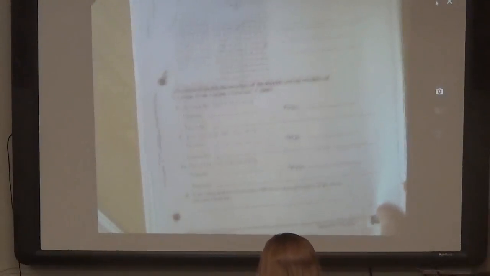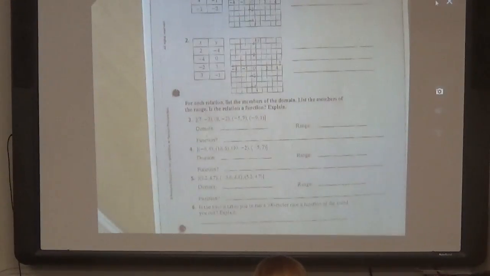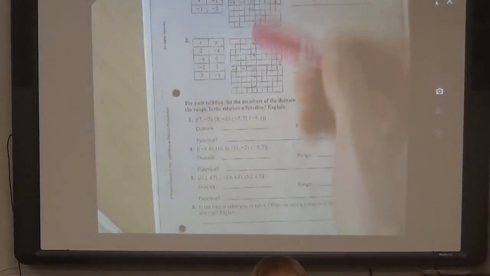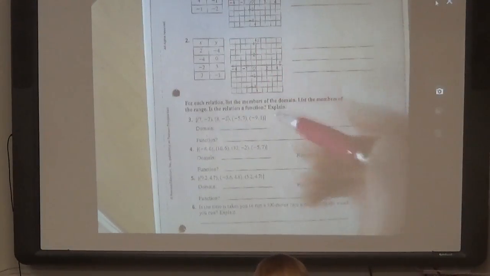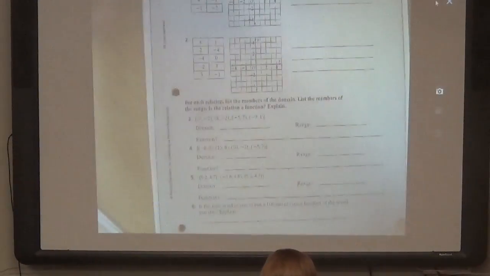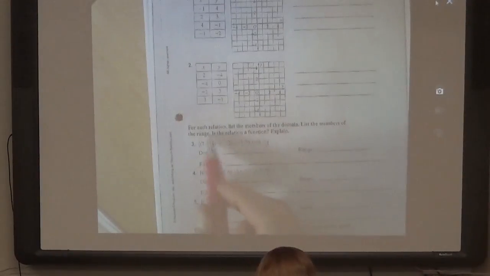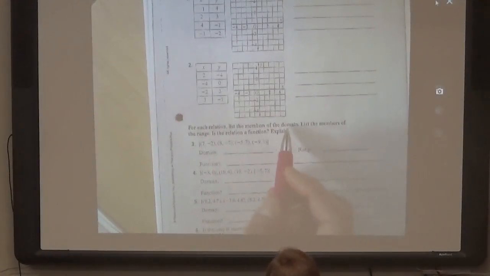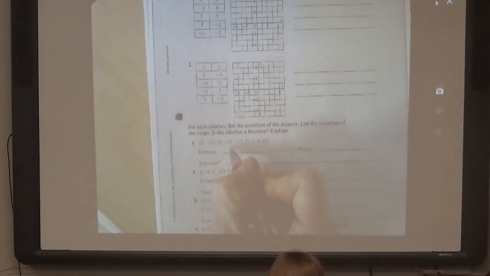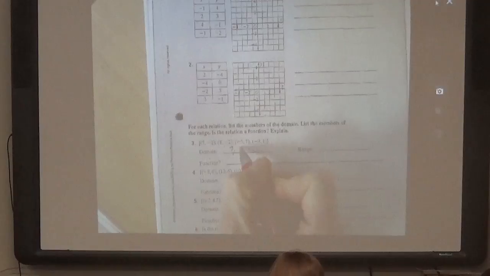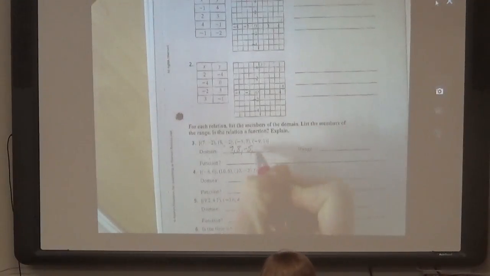Okay. Then, number 3, skip to number 3. You'll do numbers 1 and 2 the same way. Number 3, how do you list the domain of a relation? What is the domain again? Devlin? Yeah. Number 3, for each relation, list the members of the domain. List the members of the range. 7, 8, negative 5, and negative 9 for the x-axis. 7, 8, negative 5, negative 9.